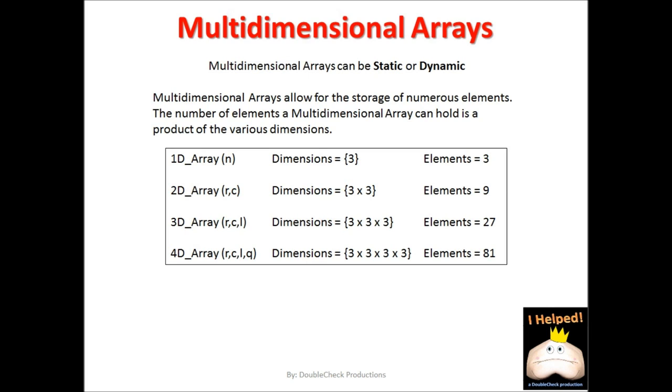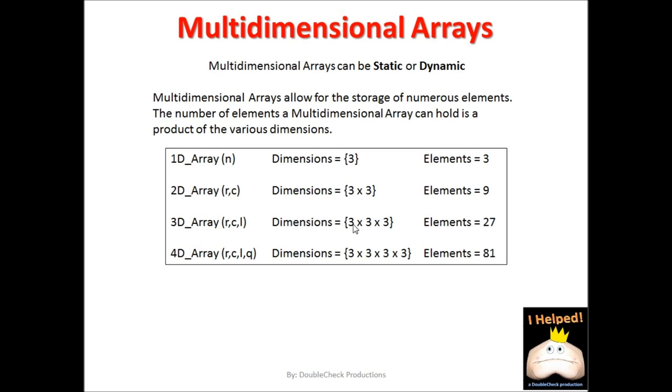The number of elements that we can store in a multi-dimensional array is the product of the dimensions of that array. So for instance, if we look at a single-dimensional array with a size of 3, that means it can hold up to 3 elements. If we have a two-dimensional array with the dimensions of 3 by 3, it can hold up to 9, or the product of those two dimensions.